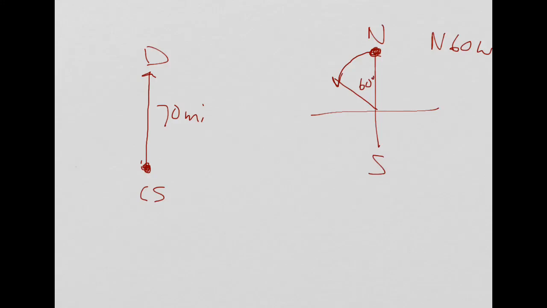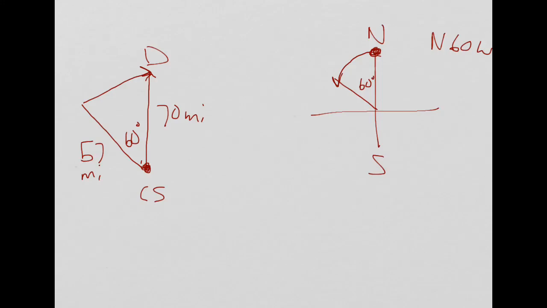So if we go back to our diagram with Colorado Springs and Denver, since that is a north-south line, I know if I'm flying north 60 west, that angle right there has to be 60 degrees. Now, what else am I told? After flying 57 miles, so I can label that leg 57 miles, the plane turns and flies directly towards Denver. And we want to know, how far is that last leg of the journey?